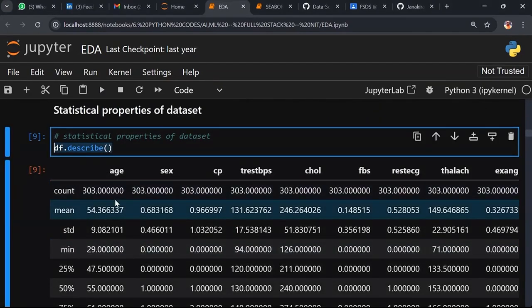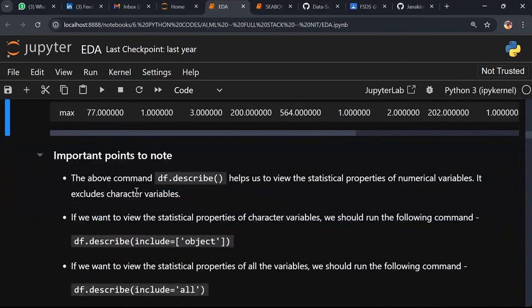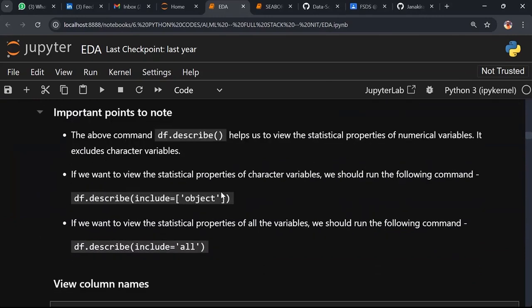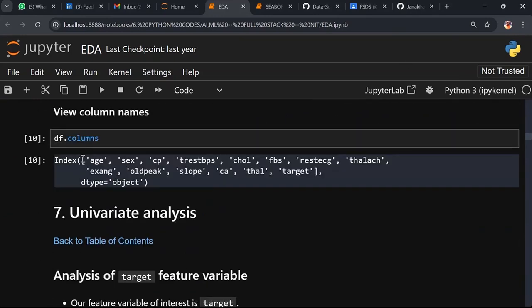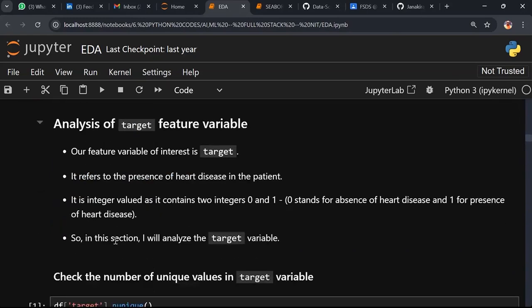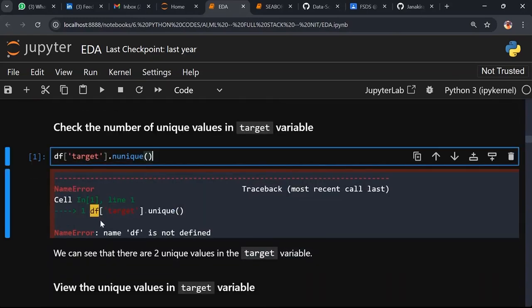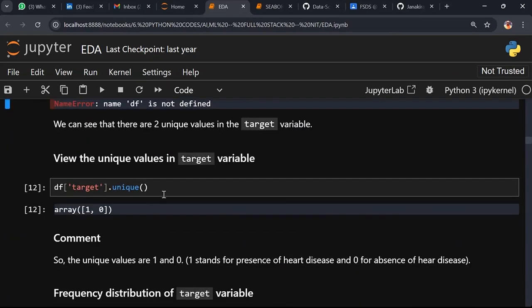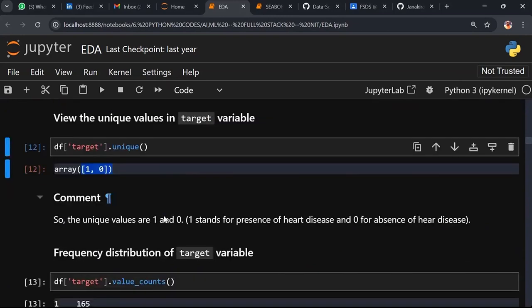df.describe. You know what describe is? You get all the descriptive statistics of the data set. Next, important points to note. The above command, you know this now, columns, univariate. Do you see univariate? nunique, it will work. Target nunique. Target has how many values? 1 and 0 or not? We got displayed 1 and 0.